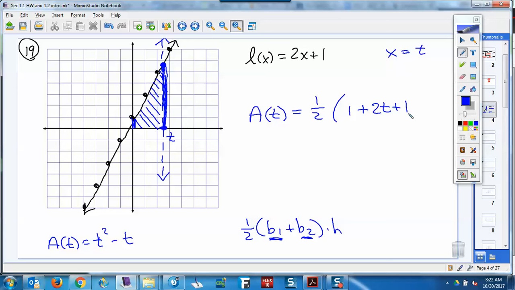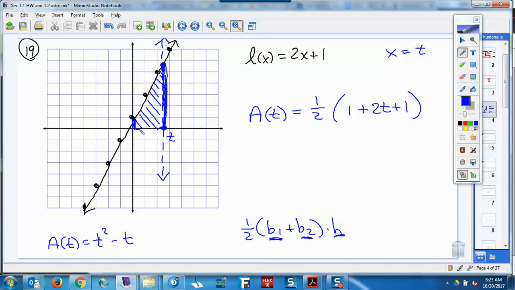2t plus 1. We should have t's over here, right? It's a function of t, a function in terms of t. So plug a t into this function, right? You get 2t plus 1. All right? And then what is h?